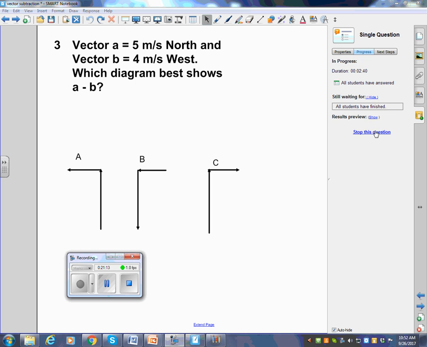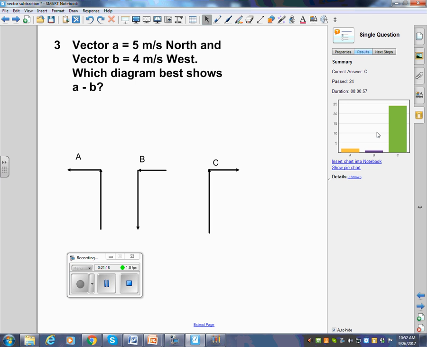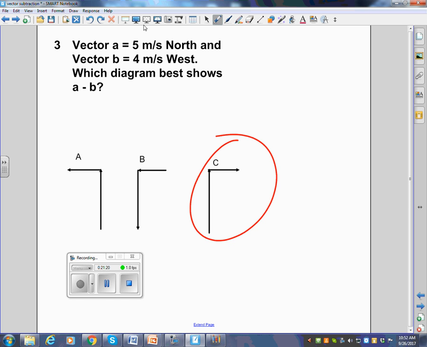How'd we do? Answer is C. Most people got it. A is north. B is west. So minus B would be east. C. Right? It's not hard stuff.